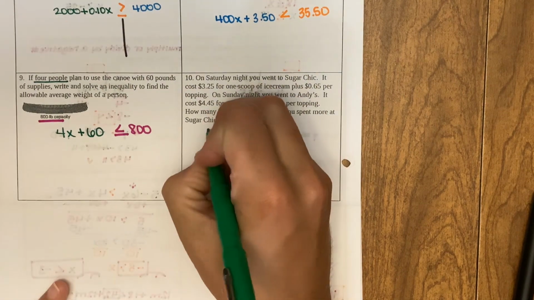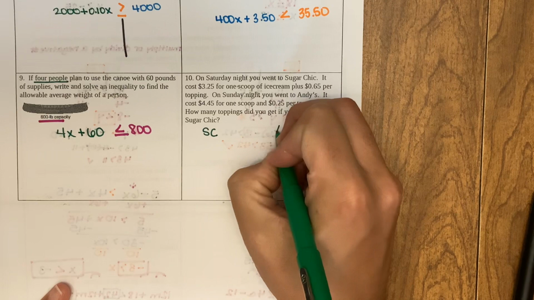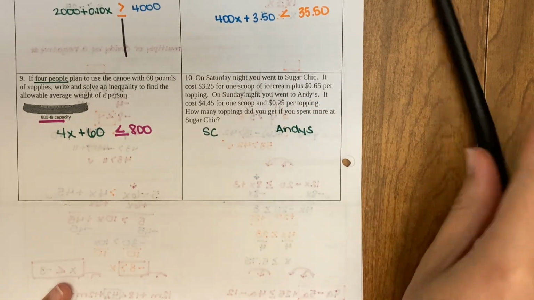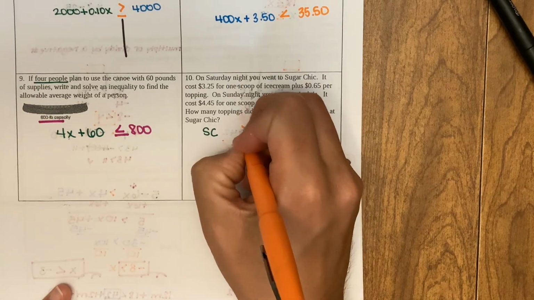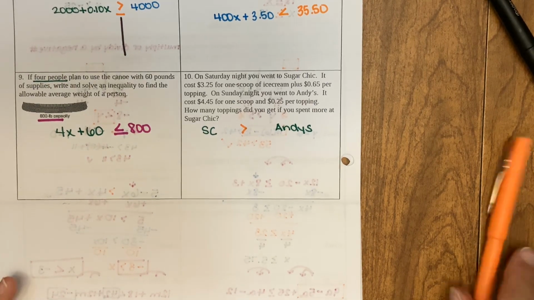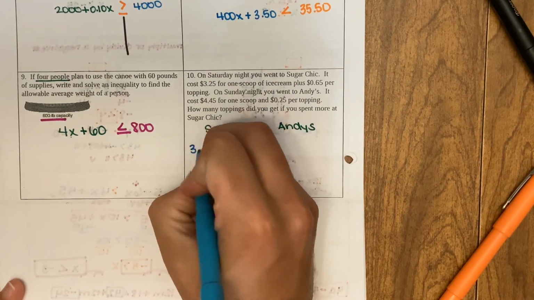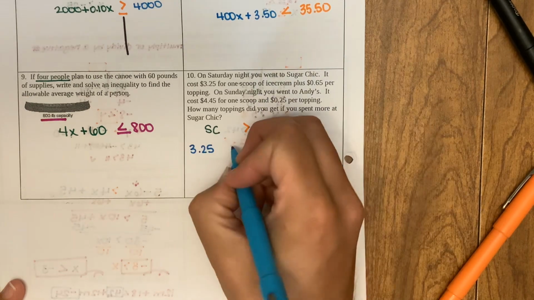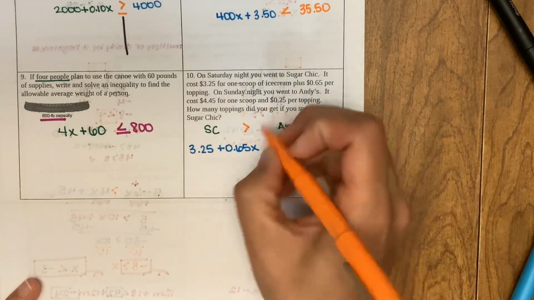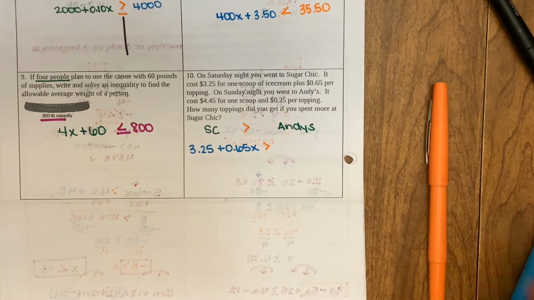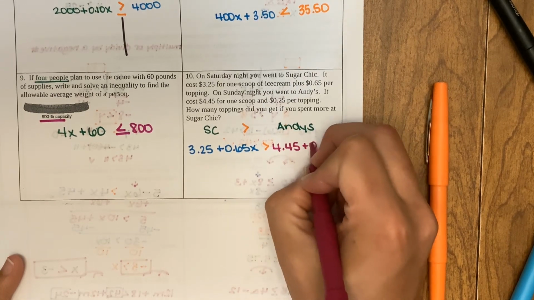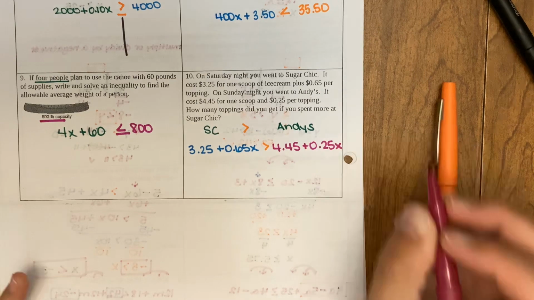So we're comparing Sugar Chic to Andy's. You want to spend more at Sugar Chic. So Sugar Chic has to be greater than Andy's. So let's start with Sugar Chic. At Sugar Chic, it's going to cost $3.25 for 1 scoop. And then I'm going to pay 65 cents per topping, so x. We already have our symbol because we know we want Sugar Chic to be more. Andy's is $4.45 plus your 0.25x.